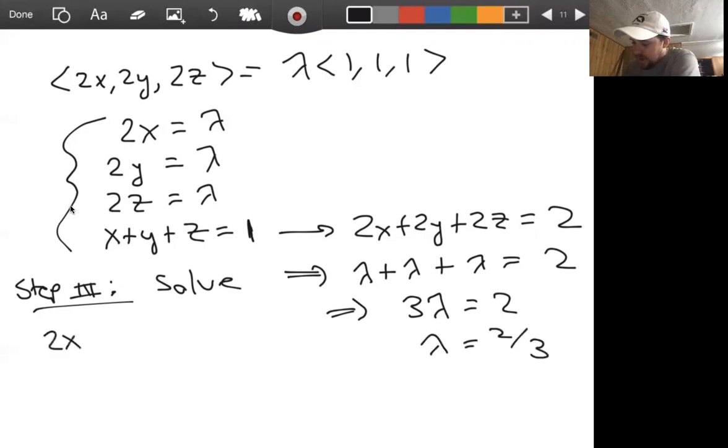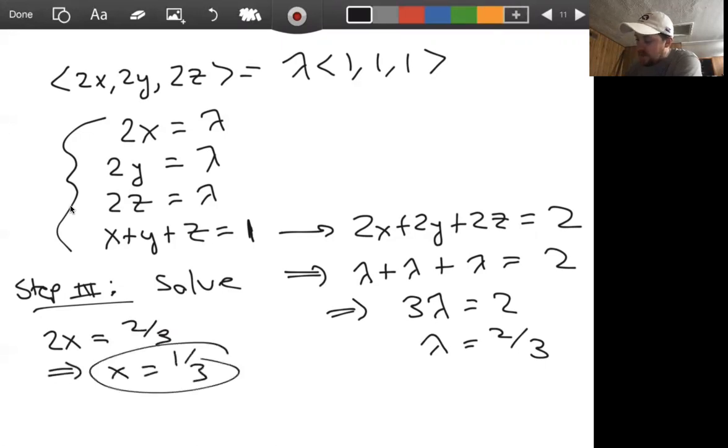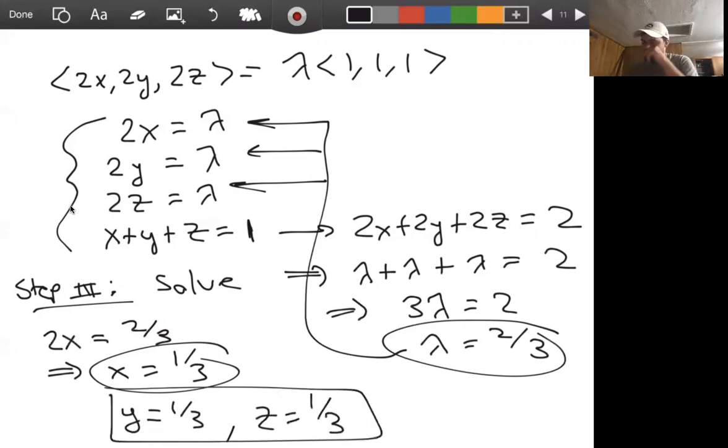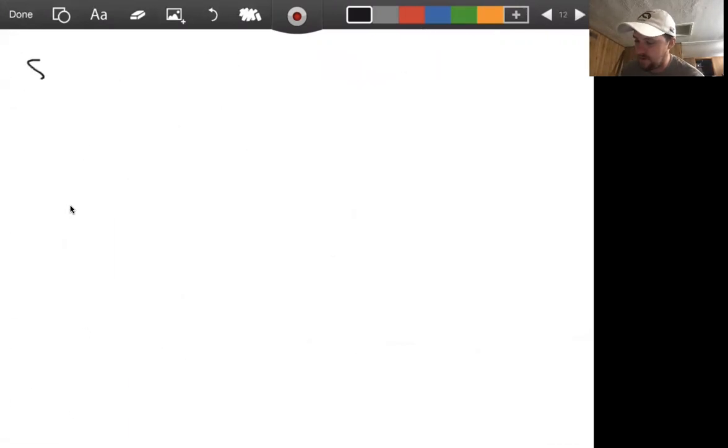And so we have 2x is equal to 2/3, which tells me that x is equal to 1/3, right? By taking lambda equals 2/3 and then plugging it back in 3 different times. And so if we do this, you can see each time we're going to get x equals 1/3, y equals 1/3, and z equals 1/3. And so this is our possible extremum at 1/3, 1/3, 1/3. And this was step 3.